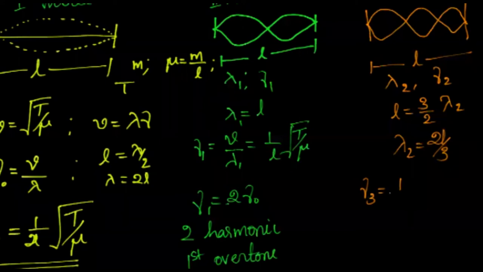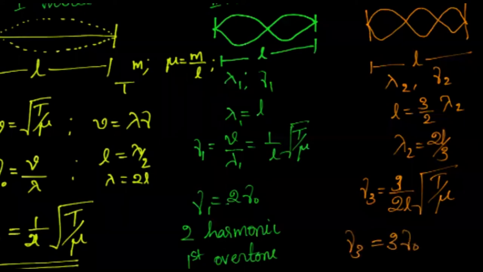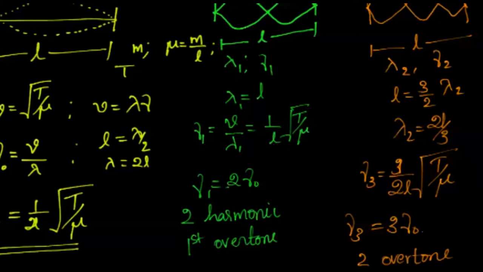Therefore, nu 3 is equal to 1 over lambda 2, that is 1 over 2L divided by 3 into root of T by mu. Or you can represent nu 3 as 3 times nu naught. It is the third harmonic or second overtone. It is 3 times the fundamental frequency. For any nth mode of vibration, you can write nu n equals n into nu naught for the nth harmonic. That is the general expression. So this is about the standing wave produced in a wire clamped at both ends.